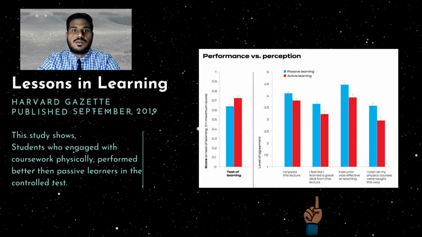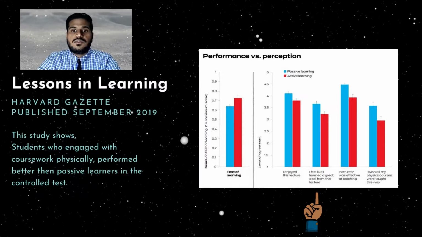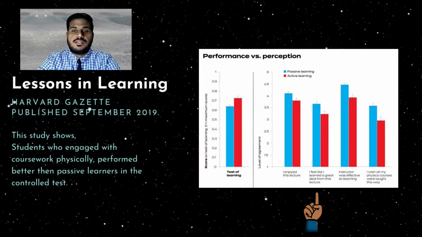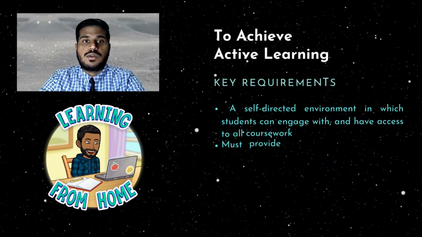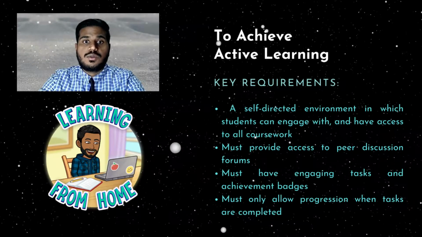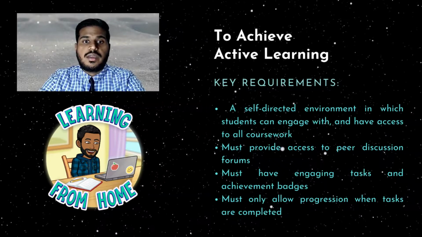This study shows the comparison between active and passive learning techniques. Active learners who physically engage with the coursework perform better in the control test. Being active is the tool of providing continuous interaction between the student and the body of work. To achieve active learning, the project requires a self-directed environment where the students can engage with and have access to all coursework, peer discussion forums, tasks, achievement badges, and allows progression when the tasks are completed.